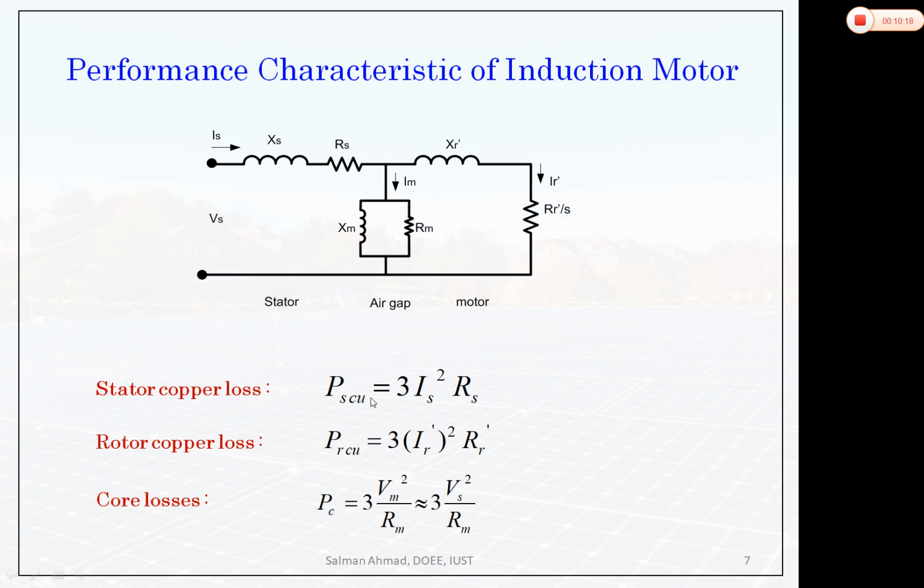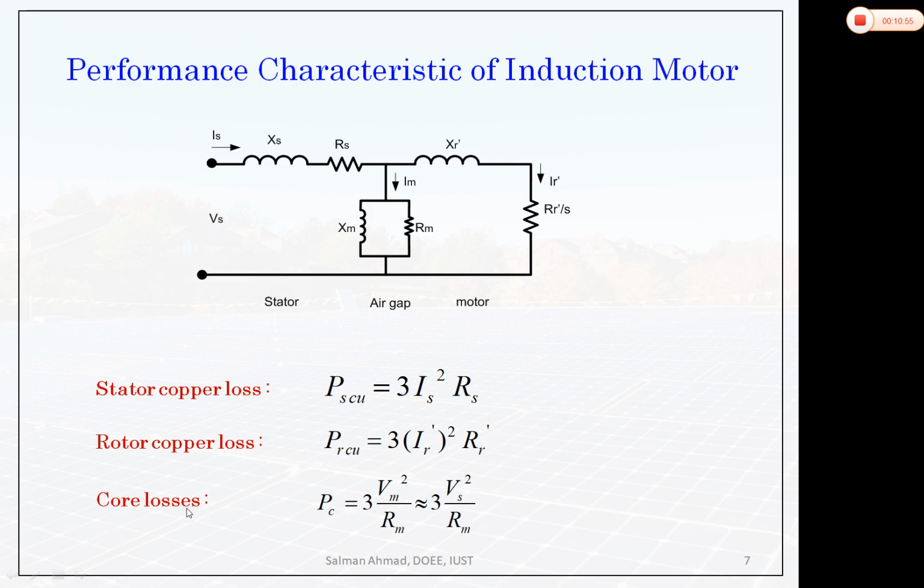Now stator copper loss. The stator current is Is, resistance is Rs. So power loss in the stator winding will be Is square times Rs. Now this is per phase power loss. If you want to find it for a 3-phase system, you have to multiply by 3. So 3-phase stator copper loss will be 3 times Is square times Rs. Similarly, for rotor copper loss, rotor resistance is Rr prime. So rotor copper loss will be 3 Ir prime square times Rr prime.